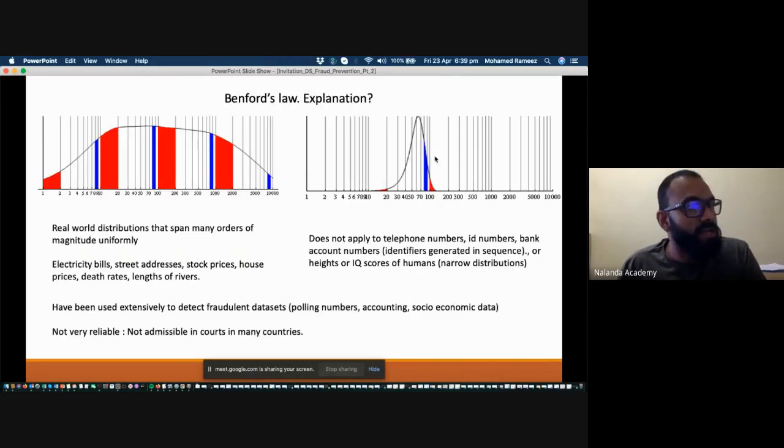What is the explanation for Benford's law? It is quite a complex phenomenon.